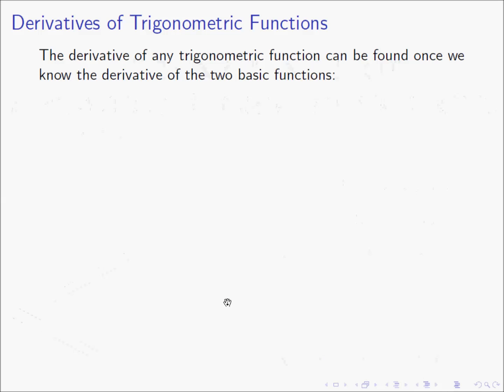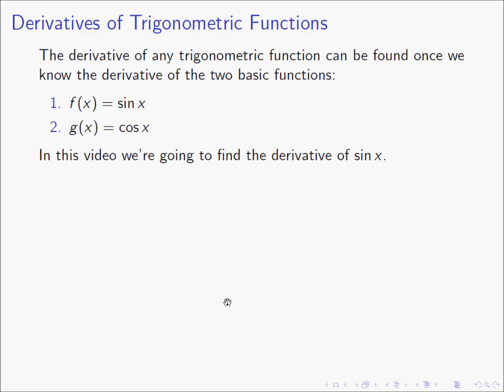The reason we're doing this is that once you've found the derivative of two basic functions, you'll be able to find the derivative of any other trig function just using the chain rule and the product rule. So the first basic function is sine of x, and the second one is cosine of x. Those two are the basic functions. So the goal for this video is to find the derivative of sine of x.